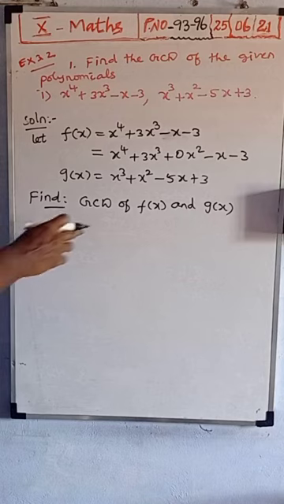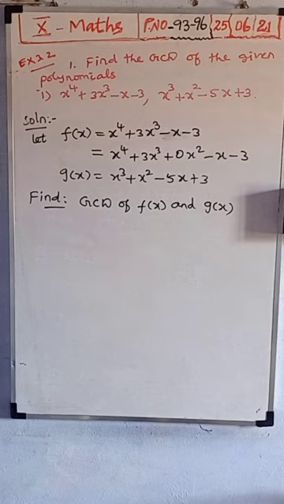Now you want to consider these two polynomials and divide. Using long division only we will find out the GCD. So here we want to decide which one is the divisor first.